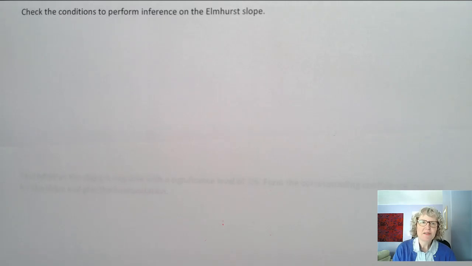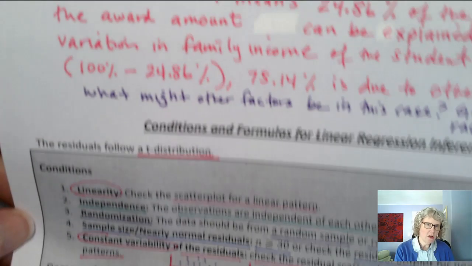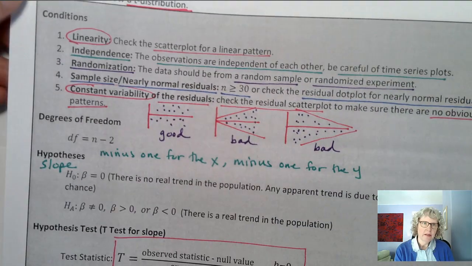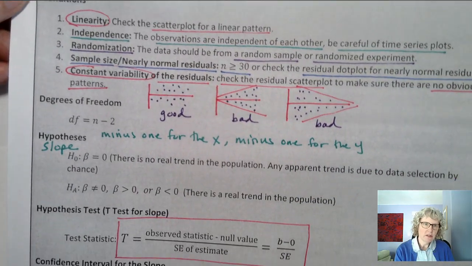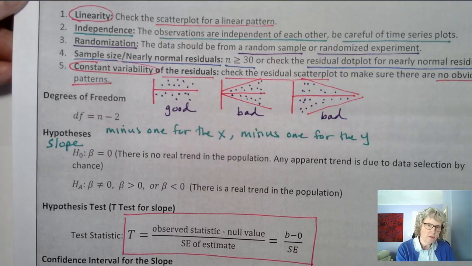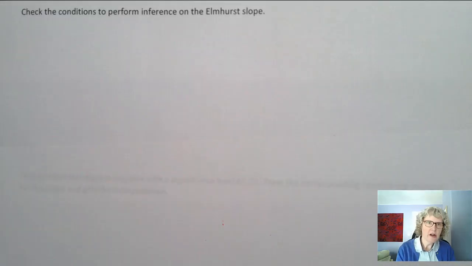Hi again. So in this video, we're going to check the conditions to perform inference for the Elmhurst problem with the slope. And then we're going to go ahead and do the hypothesis test and confidence interval. So I'm going to follow the steps just along with this box on the last page. I'm going to start with the conditions, then do all this. Okay, so let's go for it. So have that page handy.